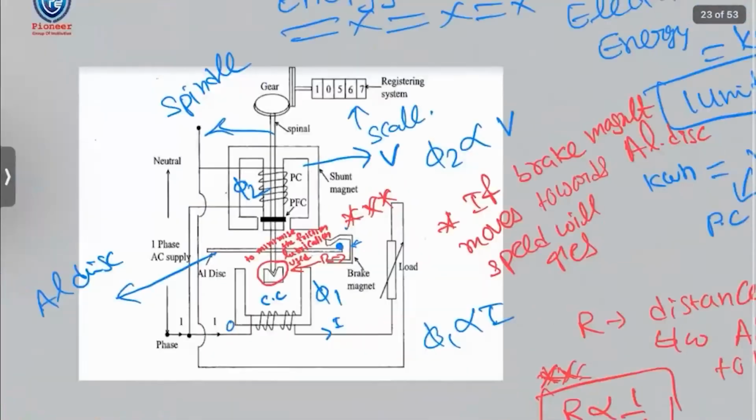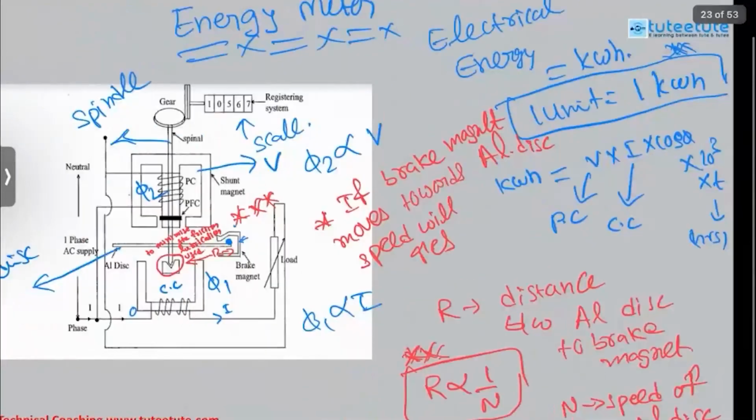Okay, is it understood? So the first method is they are drilling 2 holes in the aluminum disc. Along with that, they are going to attach a small iron piece. Because of this iron piece, whenever it comes nearer to the brake magnet, the brake magnet will attract the iron piece, thereby stopping the rotation. This is called creeping error.